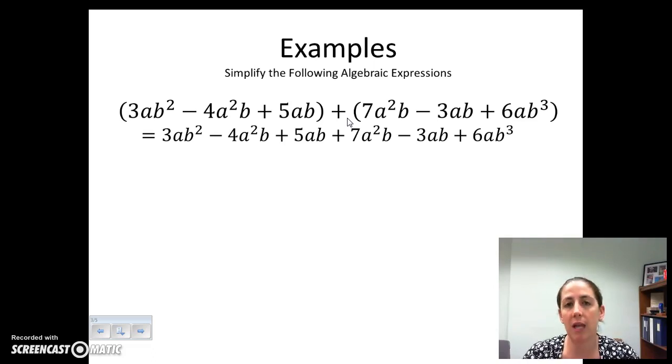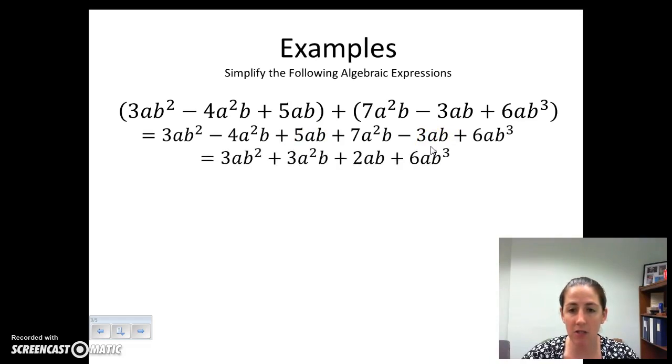Now you're going to look for like terms. Like terms have the same variables with the same exponents. 3ab squared: there's no other term like it, so that's not going to get combined. It's going to stay. Negative 4a squared b: another a squared b is right here. Negative 4 plus 7 would give us 3. For ab, we have 5ab take away 3ab. Put that together, you have 2ab. And then there's no other ab cubed term, so the 6ab cubed stays the same. Looking at the end, there are no other like terms, so that is your simplified answer.